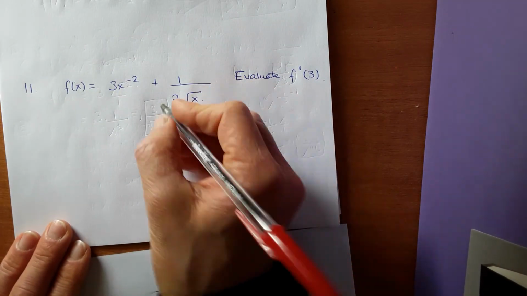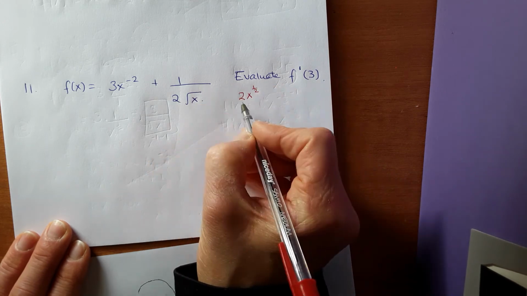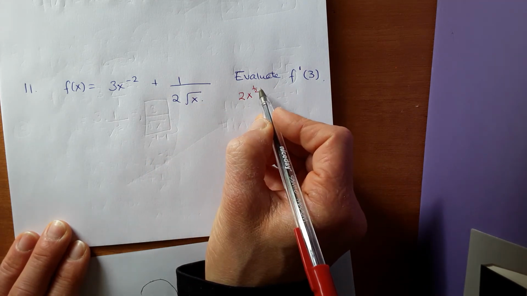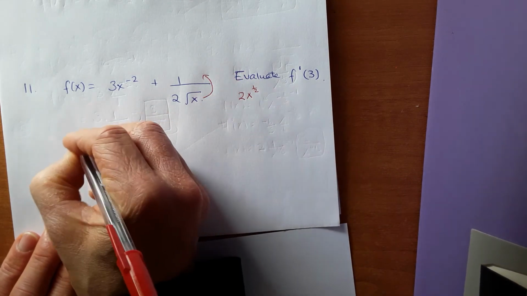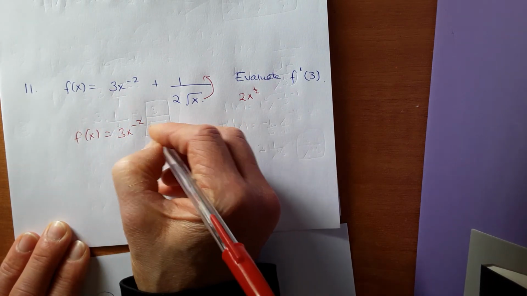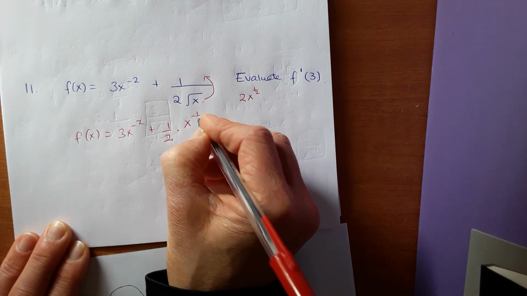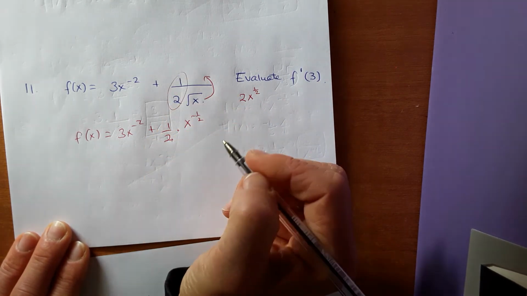This one again, this is the same as 2x to the power of a half. 2 stays as it is. The x to the power of a half goes up. So f of x is equal to 3x to the power of minus 2. The half stays where it is. The x goes up. So x to the power of negative 2. The half stays where it is.